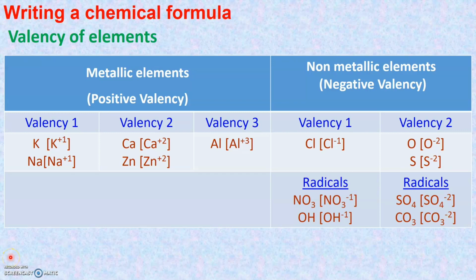So now you have understood what are the symbols of various elements. And you have also seen the valencies of various elements, that is metals and non-metals. Also, we have understood the valencies of radicals. So with this understanding, now we are going to see how we can write a chemical formula of a compound.